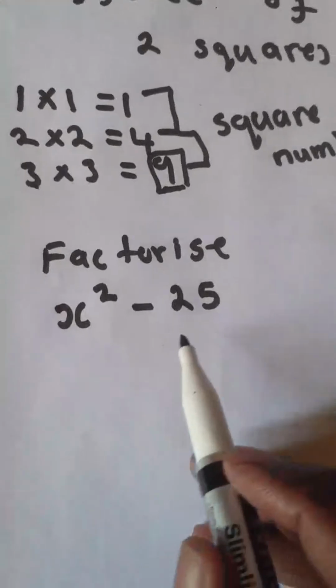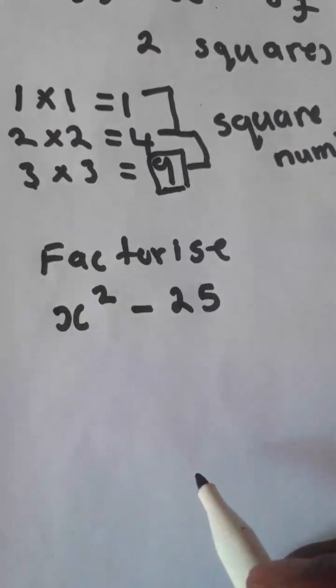X squared minus 25. So this one is a difference of two squares.